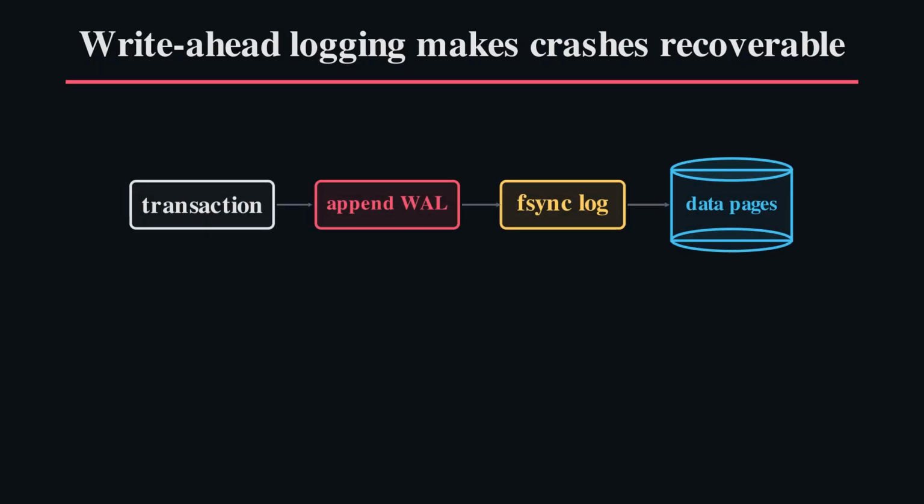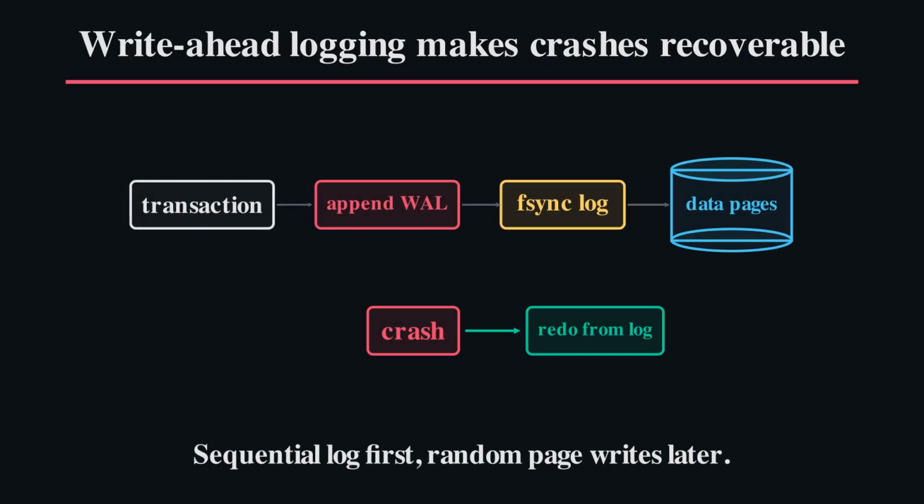Durability is built around write-ahead logging. Before changed data pages have to be written back to their final place, the database appends a compact record of the change to a sequential log and flushes that log. After a crash, it can replay the log and redo committed changes. The key pattern is simple: log intent first, make messy page updates recoverable later. This is also why sequential write throughput, fsync behavior, and checkpoint tuning show up in real database performance.